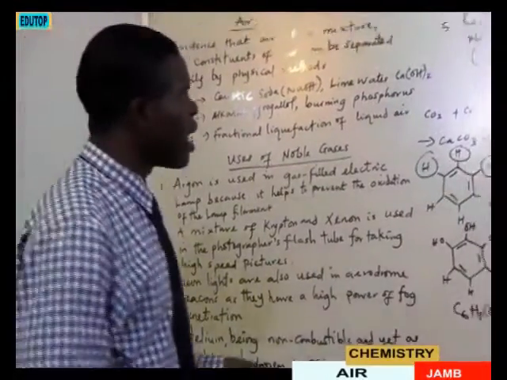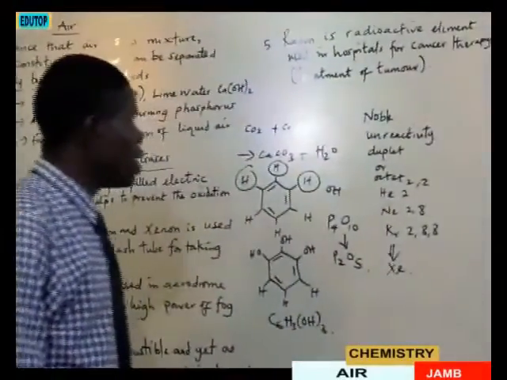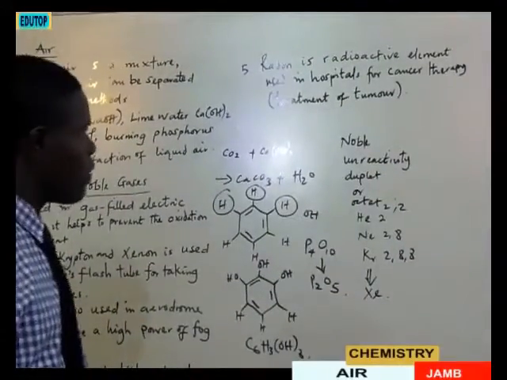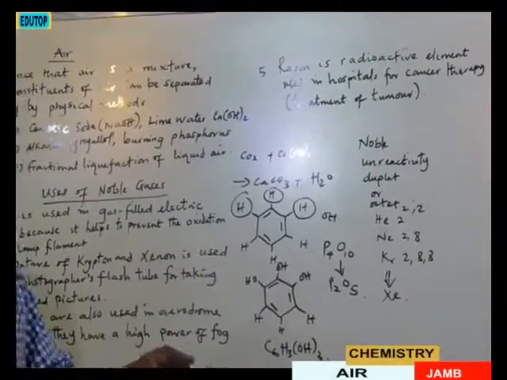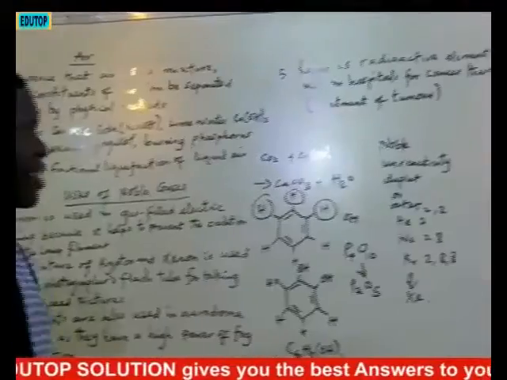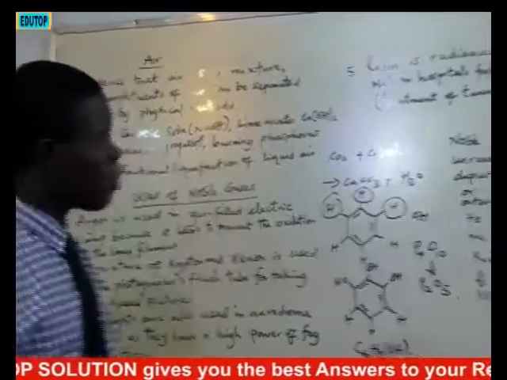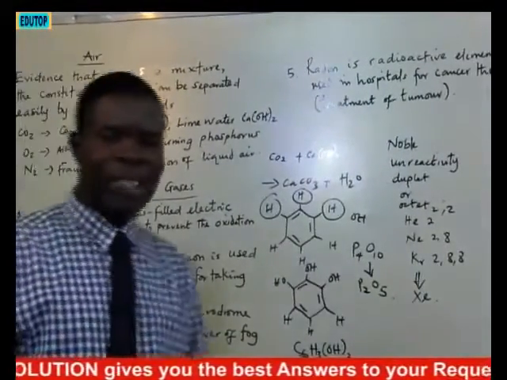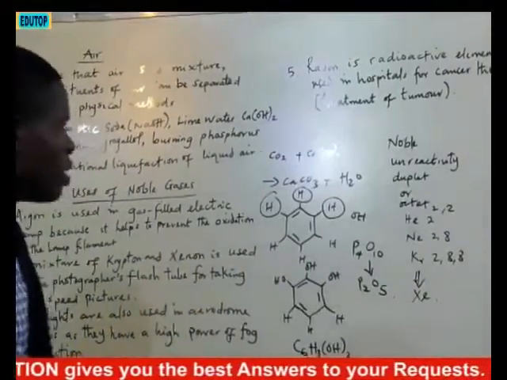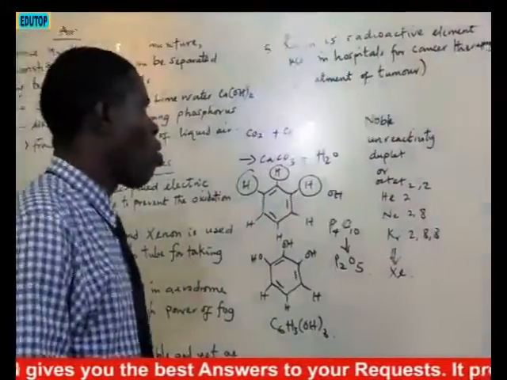Then number 5, radon. Radon is a radioactive element simply because it disintegrates in no distant time, and it is used in hospitals for cancer therapy, which is the treatment of tumors.